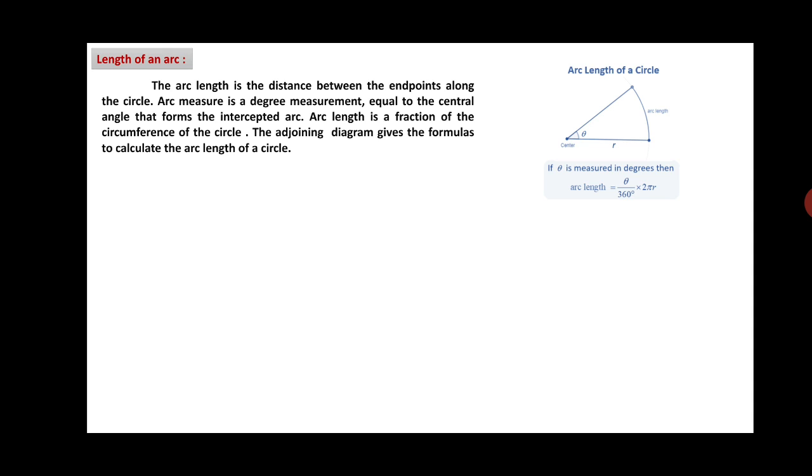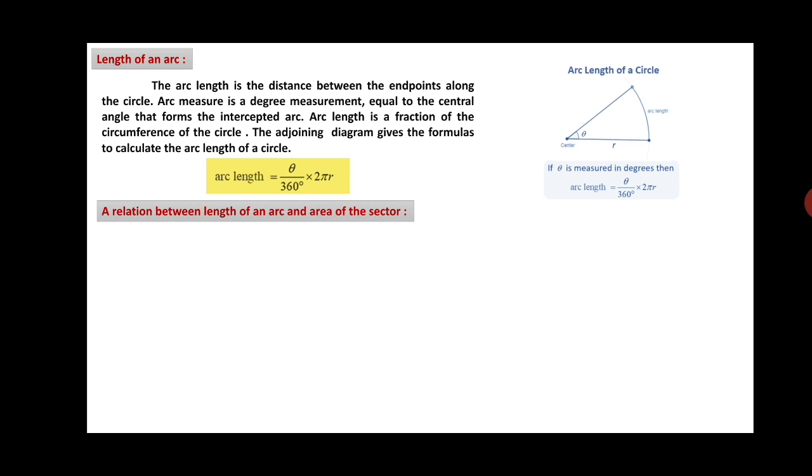Friends, now length of an arc. The arc length is the distance between the endpoints along the circle. Arc measure is a degree measurement equal to the central angle that forms the intercepted arc. Arc length is a fraction of the circumference of the circle. The adjoining diagram gives the formula to calculate the arc length of a circle. So, arc length is equal to theta upon 360 into 2 pi r.